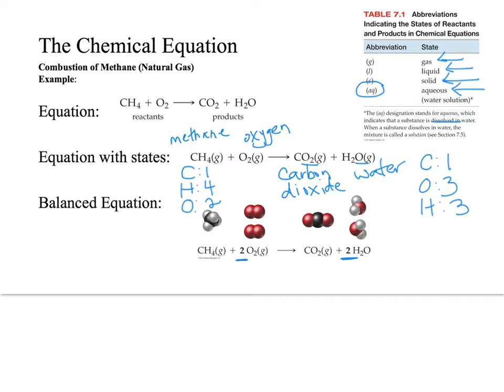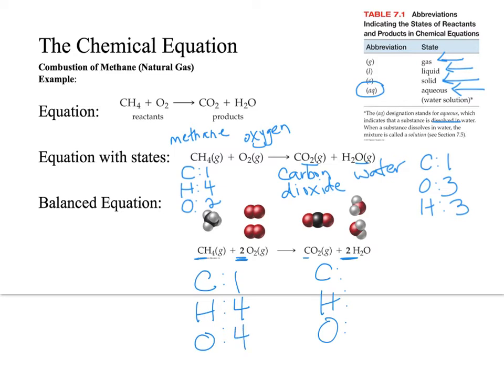So in the balanced equation, they put a 2 in front of the oxygen and a 2 in front of the water. Let's look at how that changes the number of atoms in the reactants and the number of atoms in the products. So for carbon, we still have just 1 atom here. For hydrogen, we have 4. And oxygen, with the 2 now as the coefficient in front of the oxygen, 2 times 2, we multiply, that's going to give us 4 oxygens.